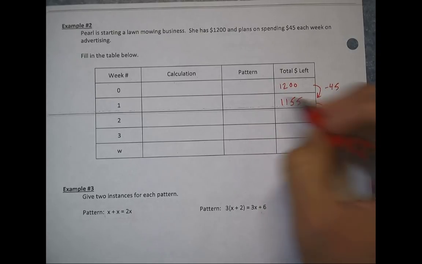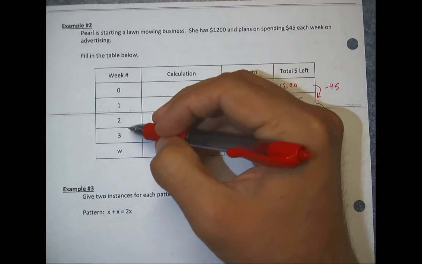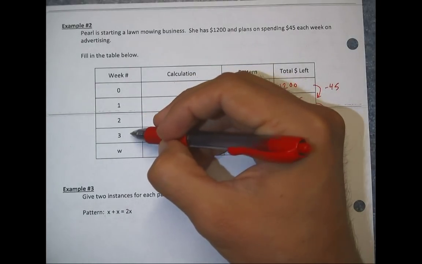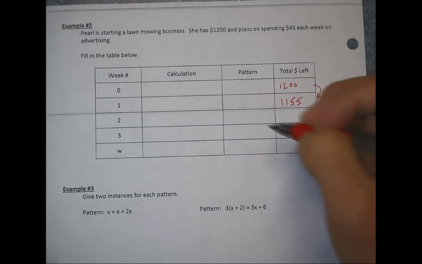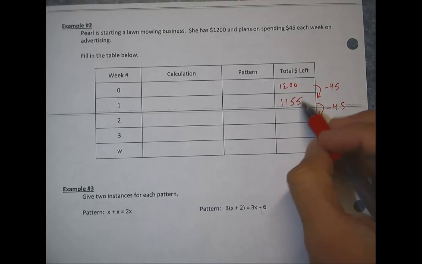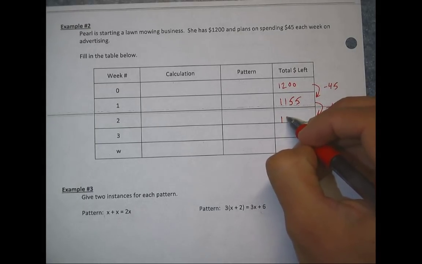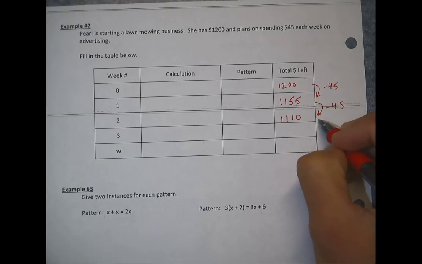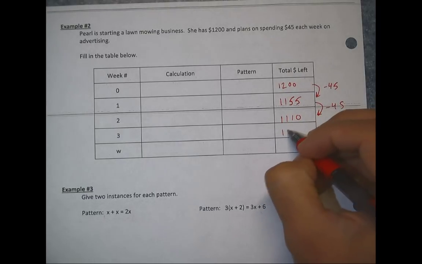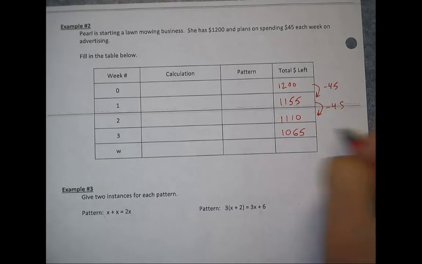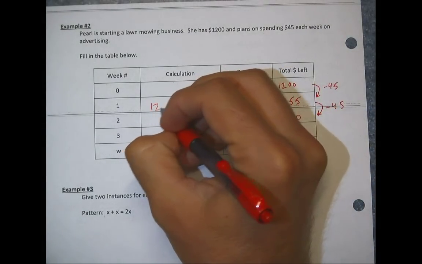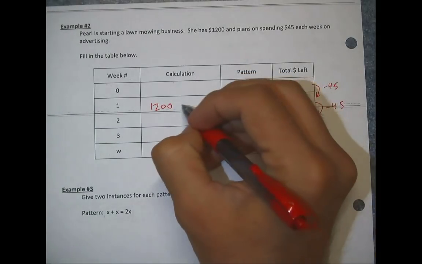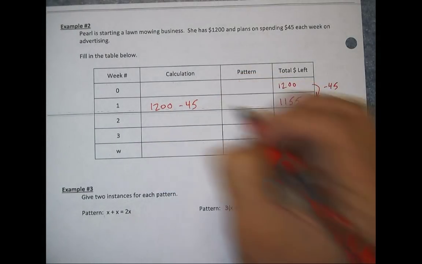Subtract another 45. Since this is just counting up week 1, week 2, week 3, if this all of a sudden went to week 73, you couldn't just subtract 45. You'd have to do some calculations. But since we're just going week by week by week, you can do this. Take 45 off of it, 1,110. And then one more time, you should have had 1,065. So the calculation was you started with 1,200 and you just took off 45.